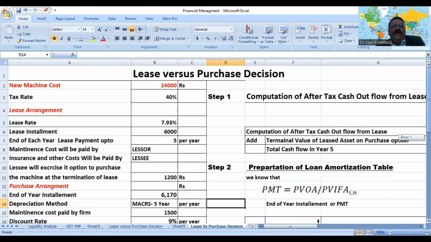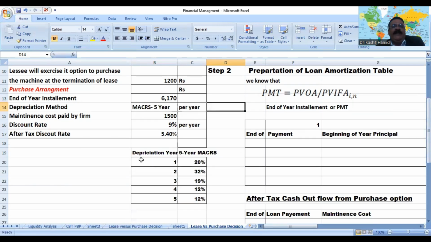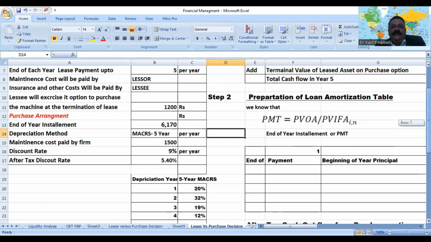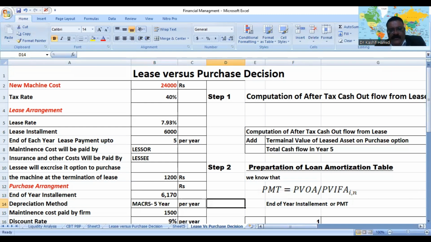So up to here, we have discussed the problem set, the data set, and in the same way, we have given depreciation year 1, 2, 3, 4, 5 years. MACRS rates are 20%, 32%, 19%, 12%, and 12%. And the asset is assumed to have no salvage value. Now, there are 4 steps to get the result from this computation, whether we should purchase the asset or take it on lease. The first step is to compute the after-tax cash flows.